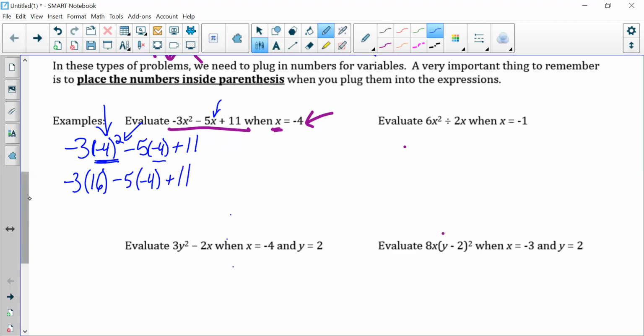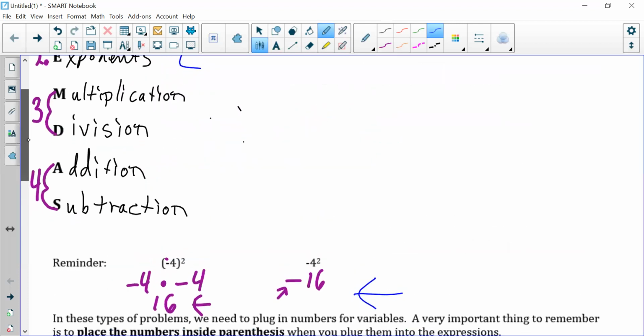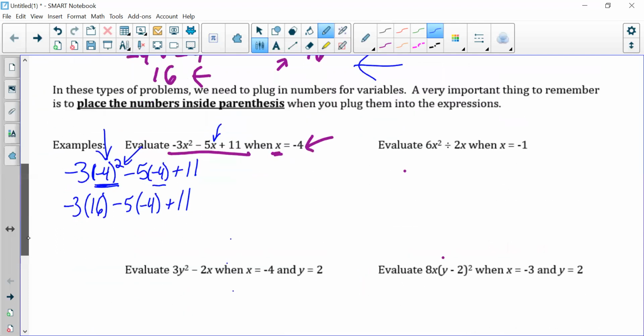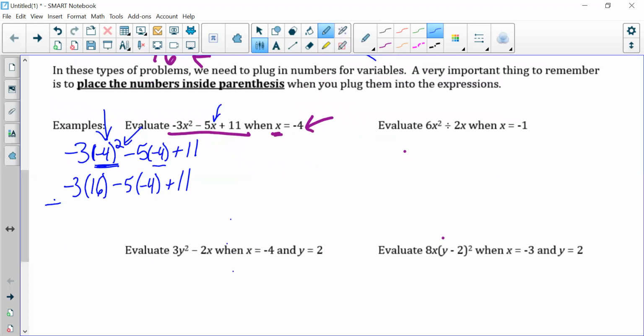Next step in order of operations is multiplication and division from left to right. We do these two together. So start at the left and let's do our multiplication. -3 times 16 is what? Anybody remember? -48. Remember, this is a negative, this is a positive. Negative times a positive means I'm going to have a negative result. So -48.